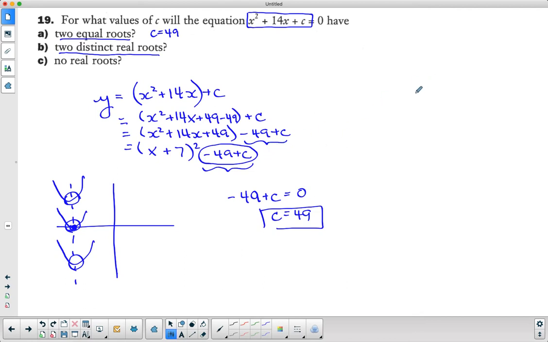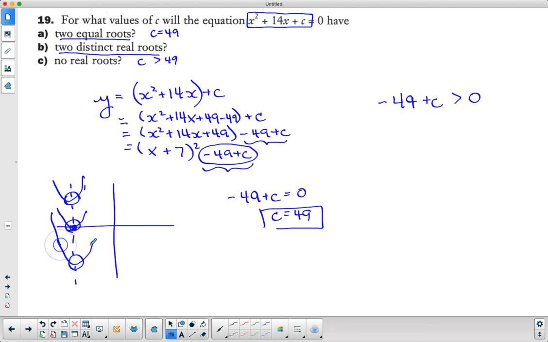So if c is equal to 49, then we know that we're going to have equal roots. Now, if this term here, negative 49 plus c, is positive, which means greater than 0, it's going to move it up. So how is this going to be positive? Well, c is going to have to be a number bigger than 49 in order to cancel out all these negatives. And when it moves it up, it has no real roots. So c is going to have to be bigger than 49 in order to move it up and have no real roots.